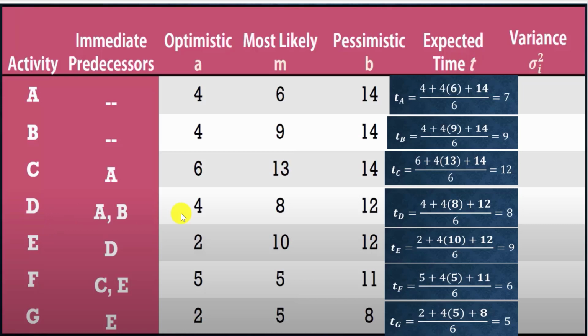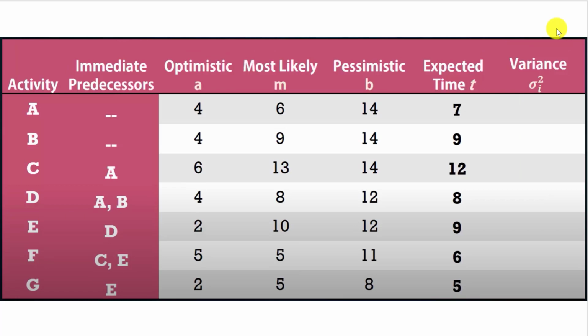Expected time for D equals 4 plus 4 multiplied by 8 plus 12, divided by 6, which equals 8. And the same for E, F and G. Therefore, the expected time for A is 7, B is 9, C is 12, D is 8, E is 9, F is 6, and the last one, G, is 5.